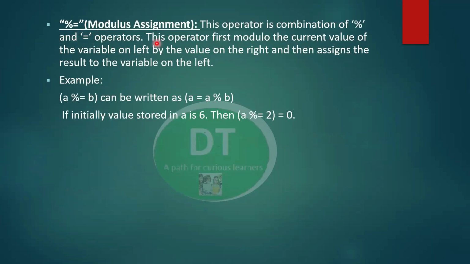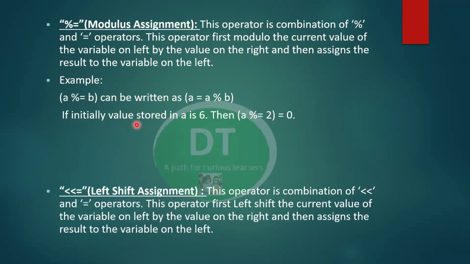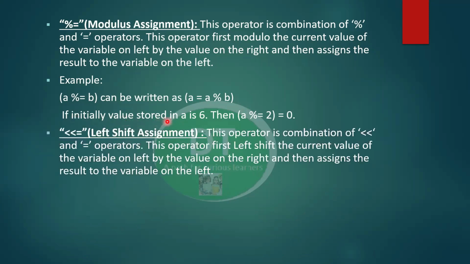Modulus equal to. This operator first takes the modulo of the current value of the variable on the left by the value on the right and then assigns the result to the variable on the left. A modulo equal to B can be written as A equal to A modulo B. If initially the value stored in A is 6, then A modulo equal to 2 equals 0.